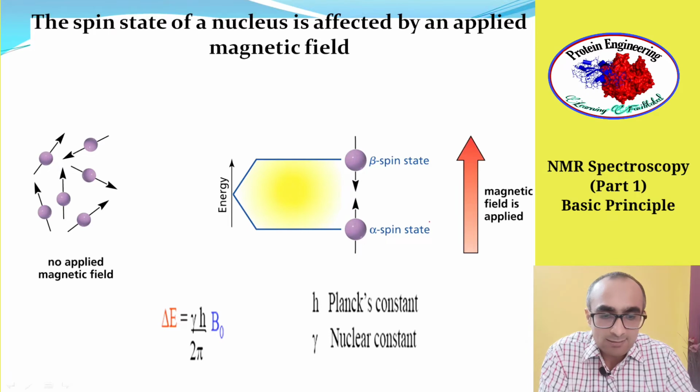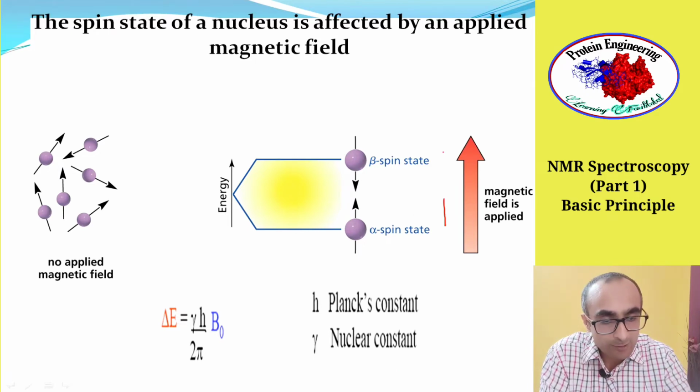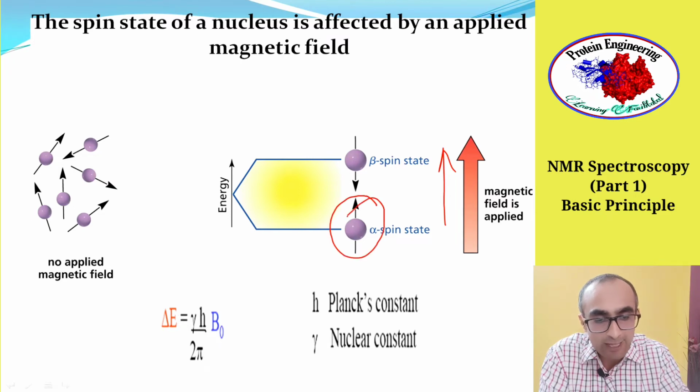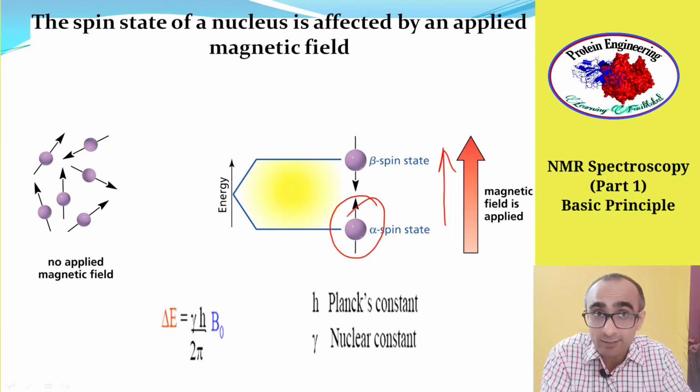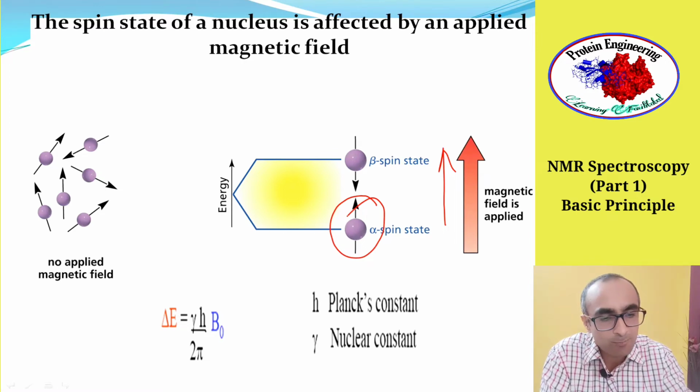And these two states: if this is the direction of the applied magnetic field, and a nucleus is orienting in the same direction as the applied magnetic field, that's called the alpha spin state. It's a lower energy state. Or some of the nuclei may arrange their magnetic moment in opposition to the applied magnetic field. So that's called the beta spin state.